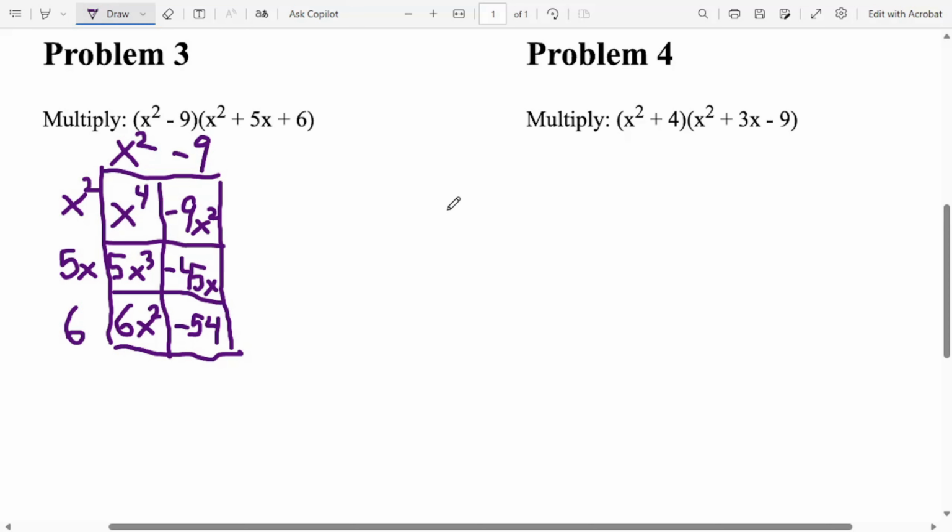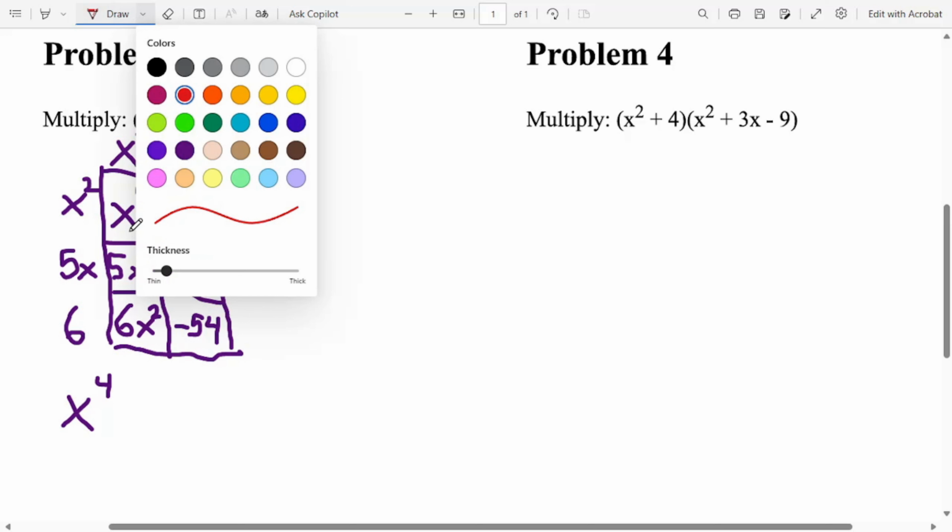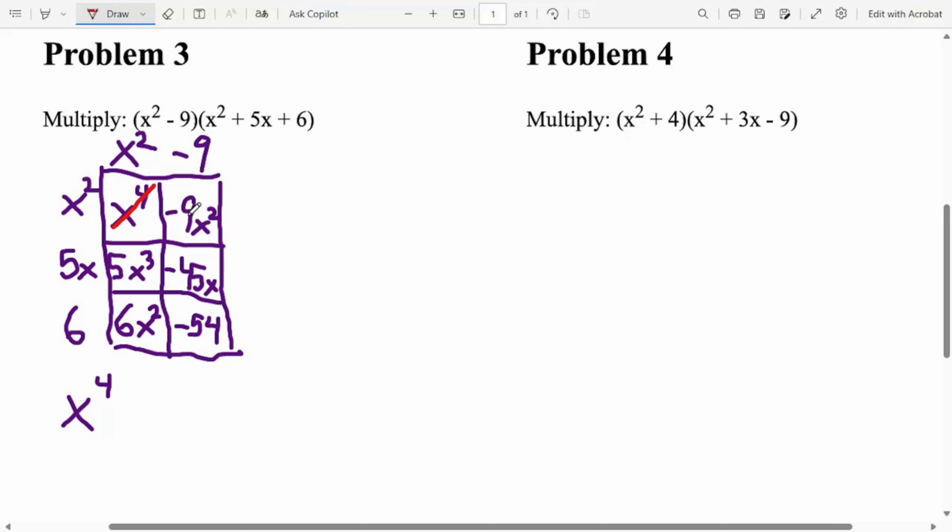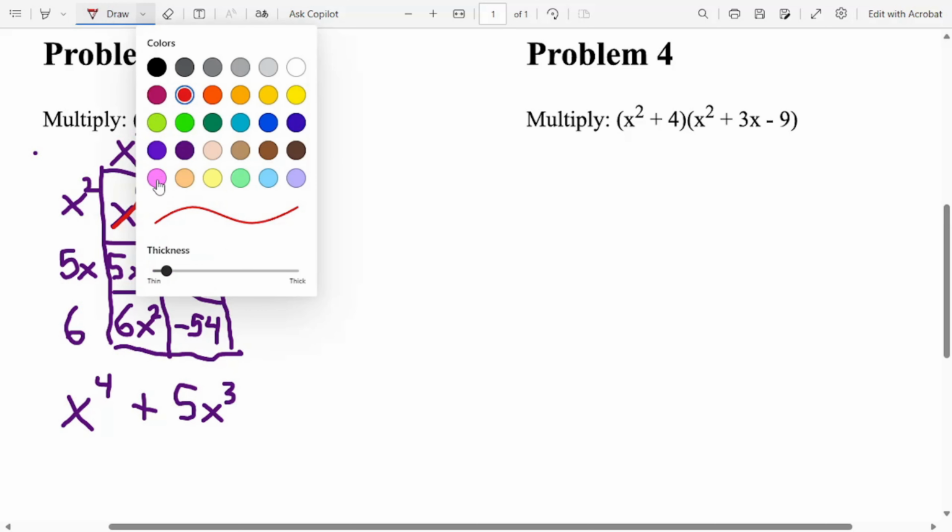Okay, so now we got to see, what do we have that's like one another? So first off, I'll start with x to the 4th. Nothing like x to the 4th. Okay, so then I go here, I can cross off x to the 4th. Now I've got x squared over here, but my next highest power is 5x cubed. So I'm going to go with that. And I don't have anything like 5x cubed, so I'll just put plus 5x cubed. Okay, and then I'll cross that off.